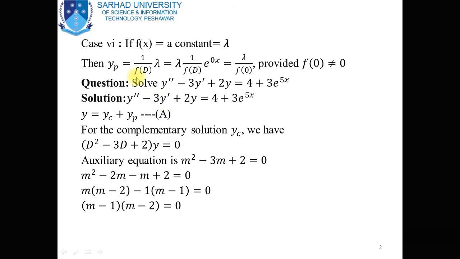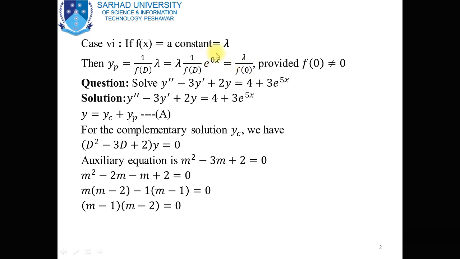So you see over here, when the function at the right hand side of the non-homogeneous equation is a constant, suppose lambda, then how to find the particular solution in this case. Then the particular solution is 1 over f of D, this is the inverse operator, into lambda. So take out the lambda, and you can write 1 over f of D into e power 0x. E power 0x means 1, and 1 multiplied by lambda, again we obtain lambda. So lambda divided by f of 0.